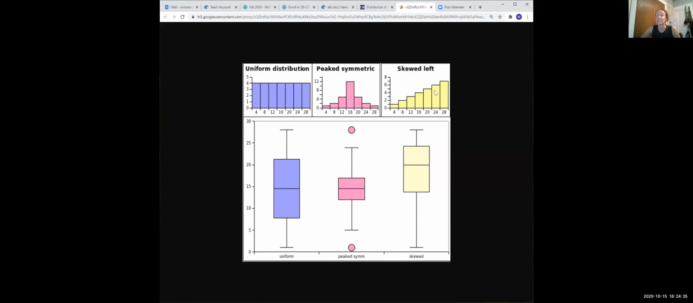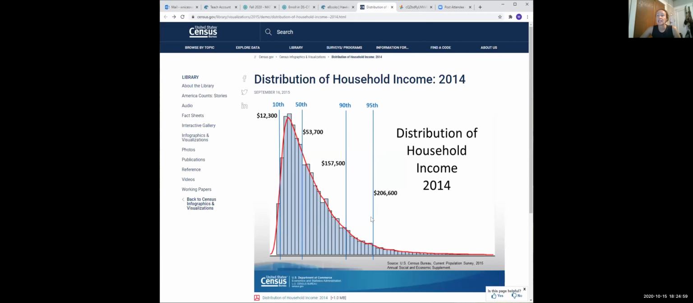And then this third one is skewed to the left. And you might initially look at this and be like, but there's more stuff on the right. We call it skewed to the left because the mean is going to be skewed to the left of the median, okay? If we go back to our other distribution that kind of looked like this, this guy is skewed to the right because our mean is to the right of our median.